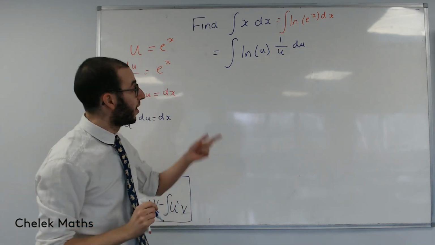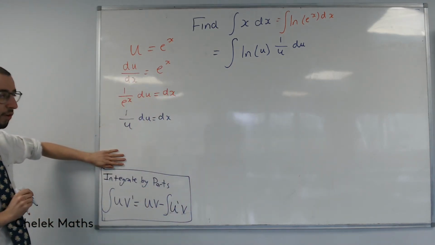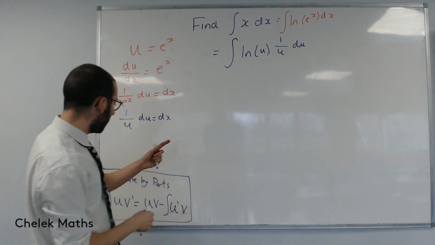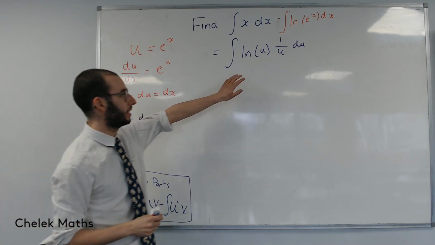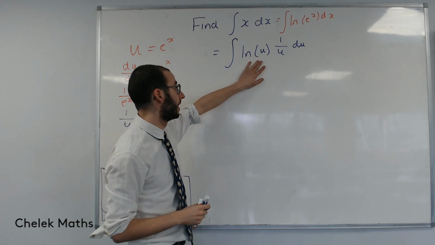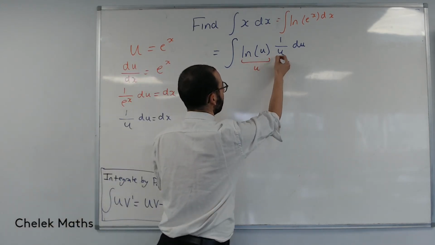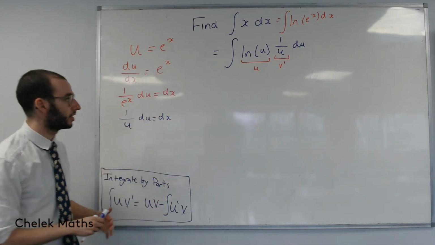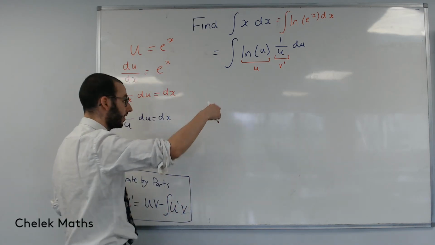Let's see. The way we're going to integrate this is by parts, using this formula down here, because we have the product of two functions. The way we're going to do that is the one that I want to eventually differentiate is going to be ln u. This is what I'm going to want to eventually differentiate. So I'm going to write this one down as u, and this is going to be v dash. U and v dash.